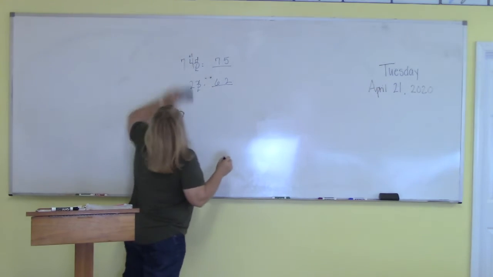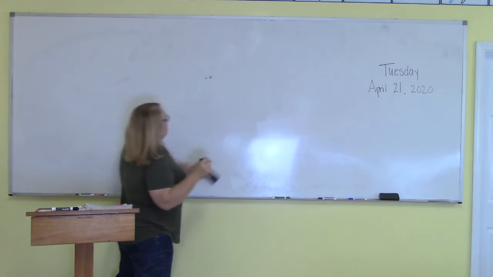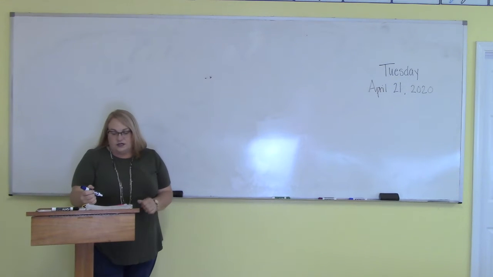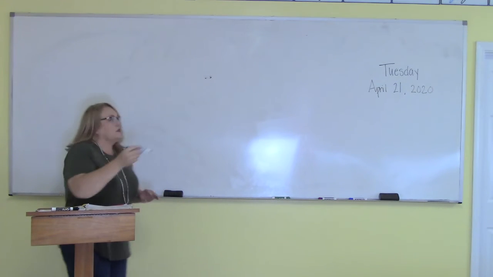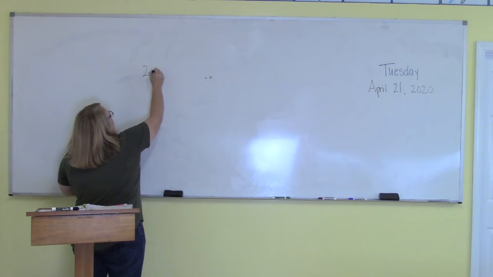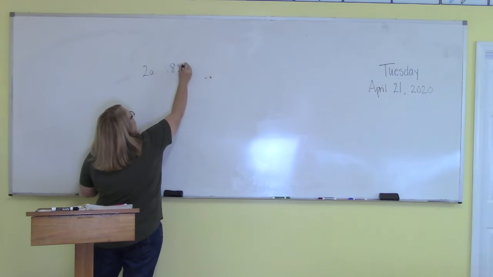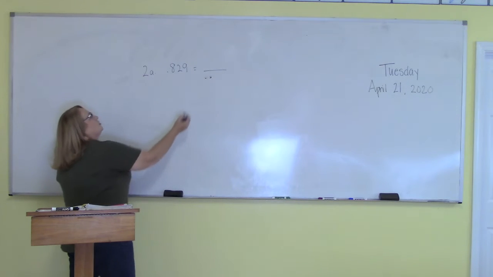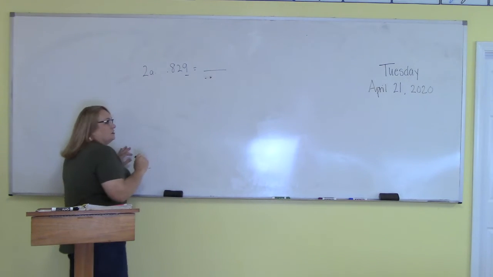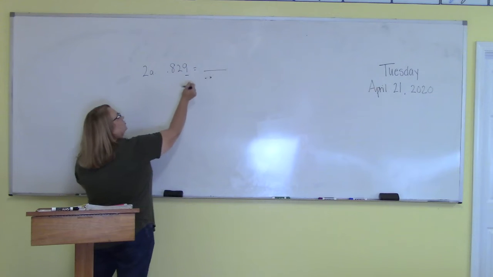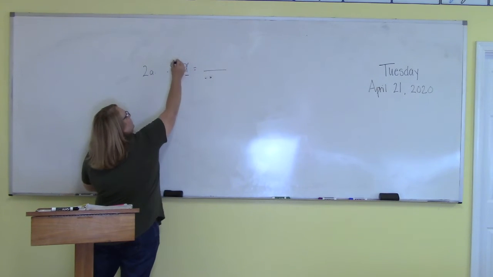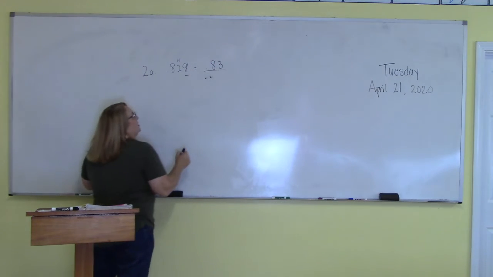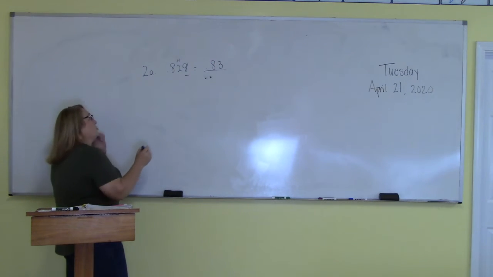Number 2 is asking us to round off to the nearest hundredth. So 2A, we have 0.829 or 829 thousandths. I'm going to look at the last number. 9 is greater than 5, so we mark it out and add 1 here. So our answer is 83 hundredths, or 0.83.